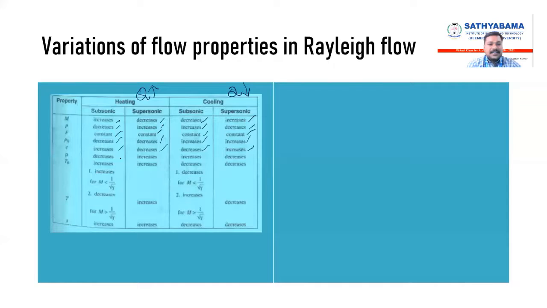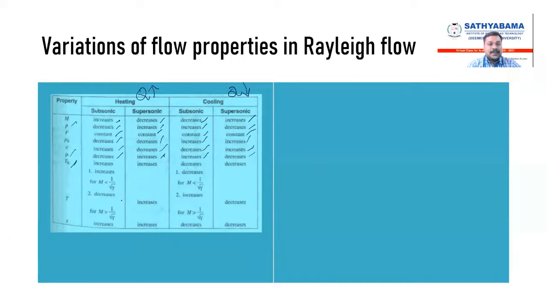And then density. Density decreases on heating in subsonic flow, and on heating in supersonic flow, it also decreases. So the process of pressure and density follows the same pattern of increase and decrease. Whatever changes we found in pressure, the same thing is found in density also. And then we talk about total temperature.